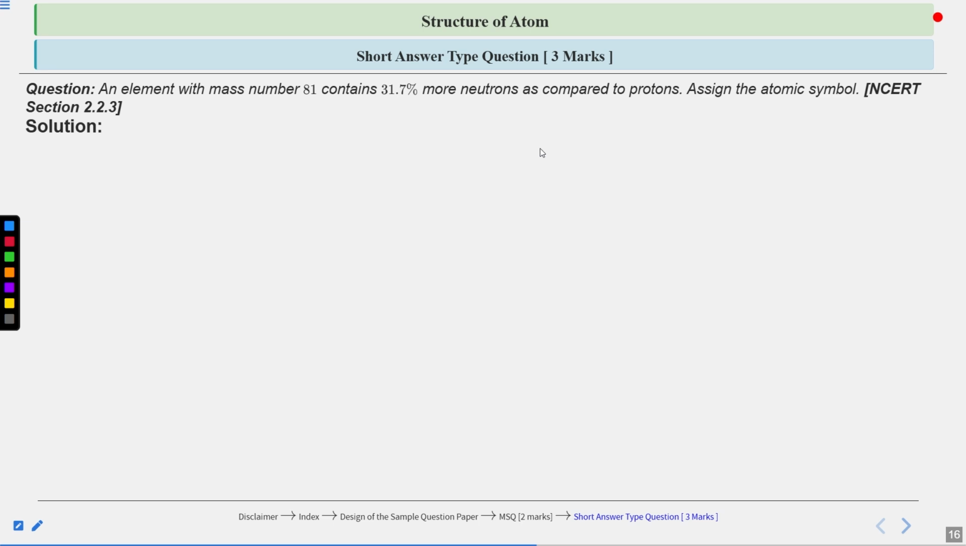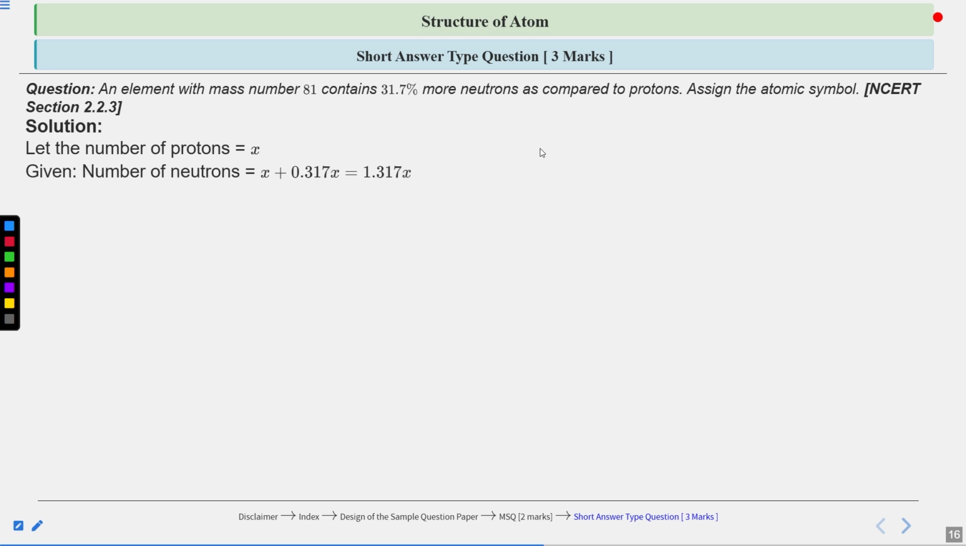So what is the formula for the mass number? You must know that thing for sure. And it is given equal to 181. And the second thing that is important is that it has 31.7% more neutrons as compared to protons. So you must know how to calculate the percentage. That is important here. If you know both of these, then we can proceed. So if you consider, suppose, the number of protons as x. Now, what is the number of neutrons?